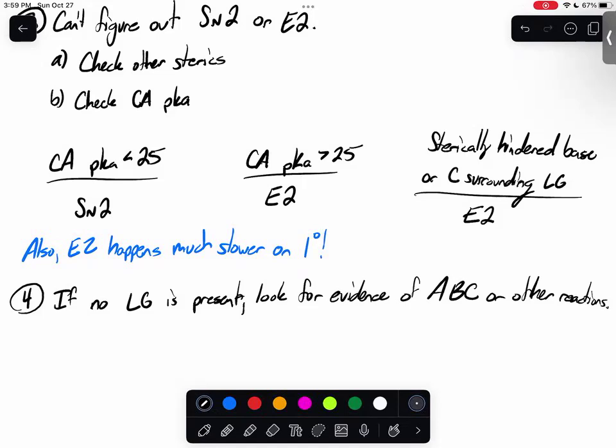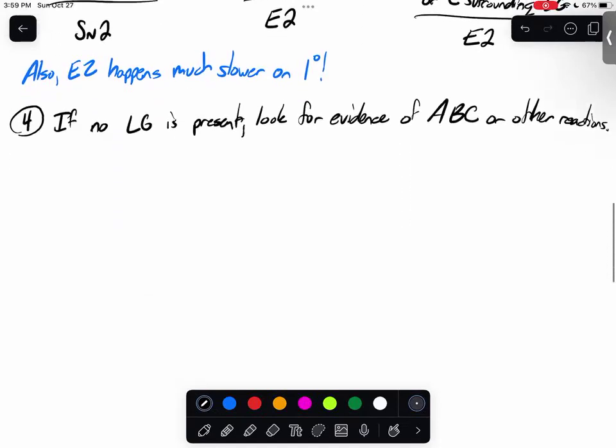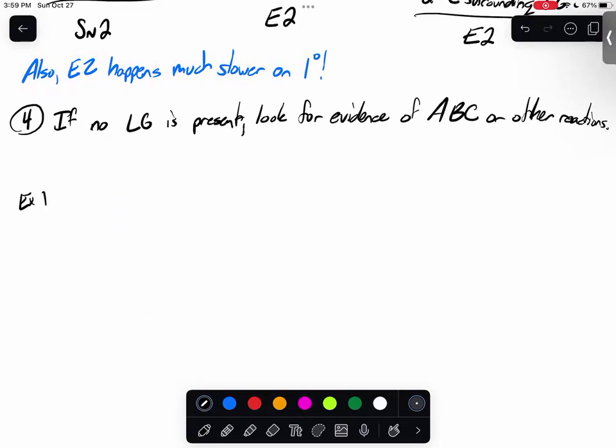So let's go back to that first one. We will call this example one. For this one, we saw it was an alkyl bromide. We had sodium cyanide, THF at 70 degrees Celsius. So the question becomes, what type of reaction is this? First thing we want to do is figure out what type of carbon our leaving group is on. Looking over here, it is on a primary carbon.